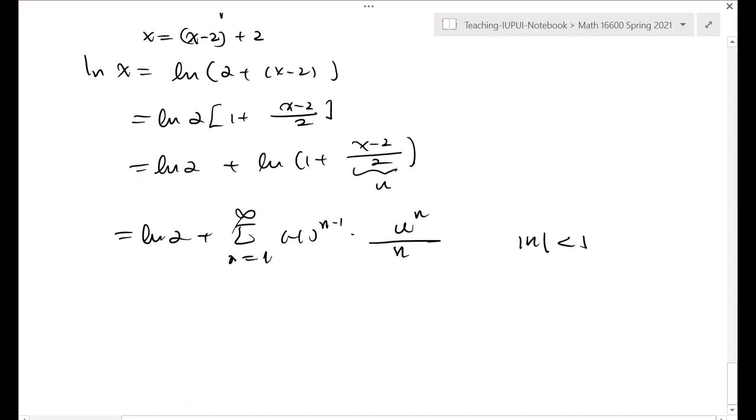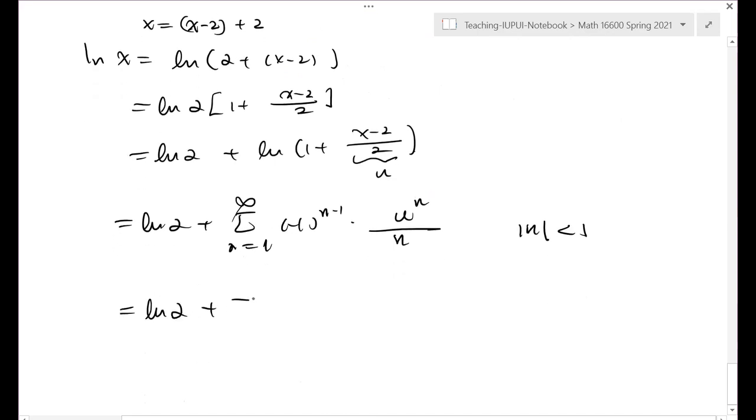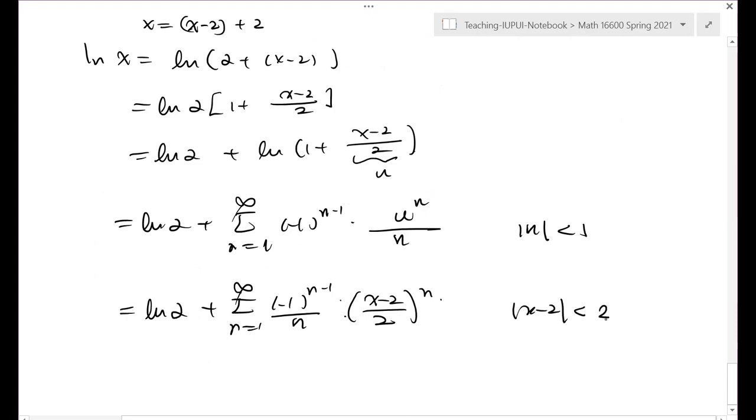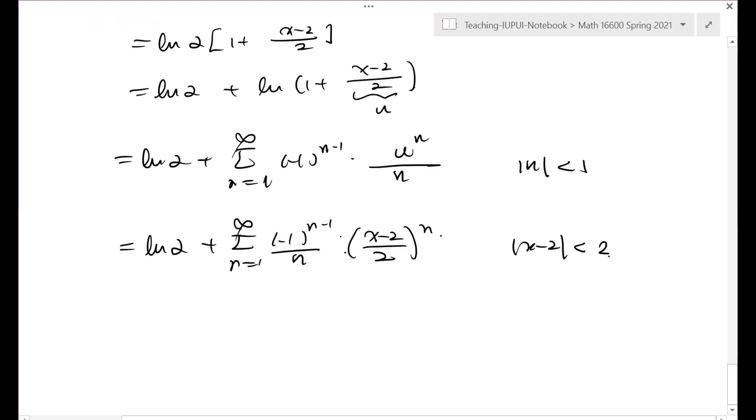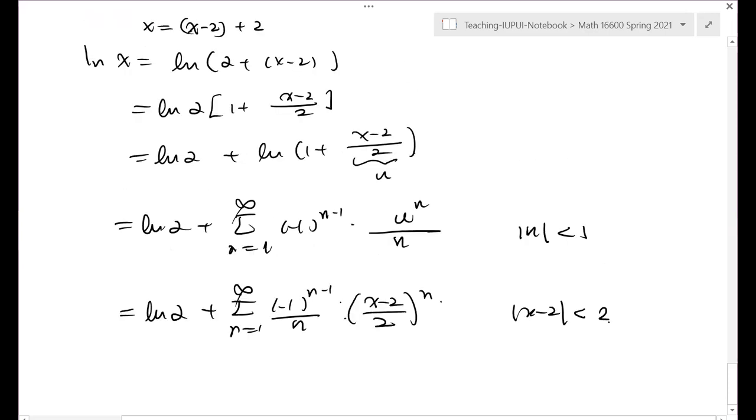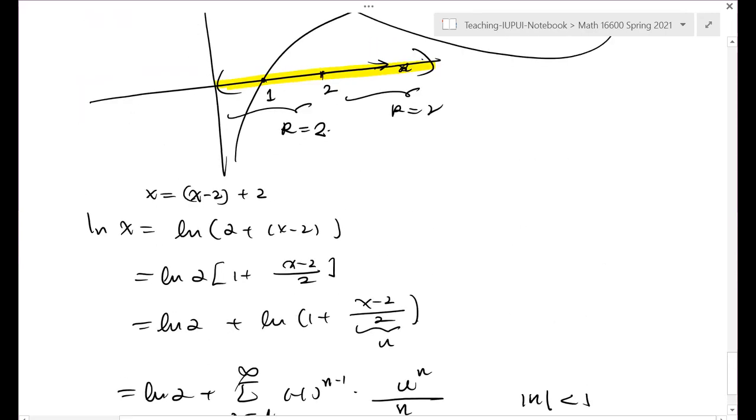Okay, so now you replace u with (x minus 2) over 2. So this is n, and here's (x minus 2) over 2 to the nth power. And this should be less than 1, right? Absolute x minus 2 over 2 less than 1, that's equivalent to that. So the radius of convergence is 2 here, and then the interval you're going to get is this interval in yellow color.